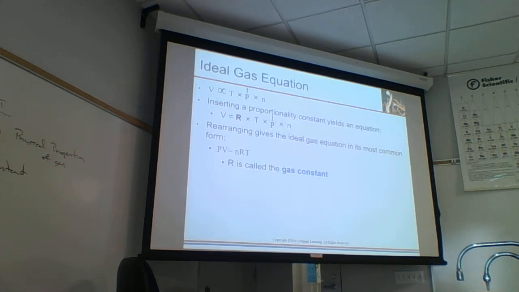Which we're going to memorize: 0.08206 liters times atmosphere divided by mole. Actually, you don't have to memorize it. We'll give it to you. That's the gas constant.